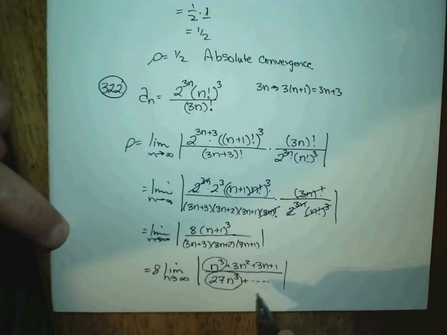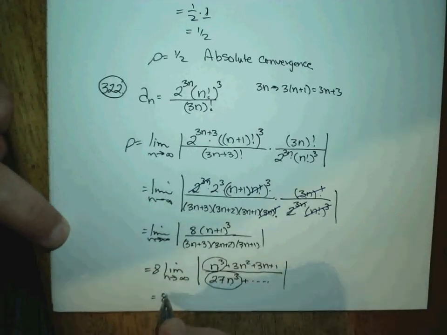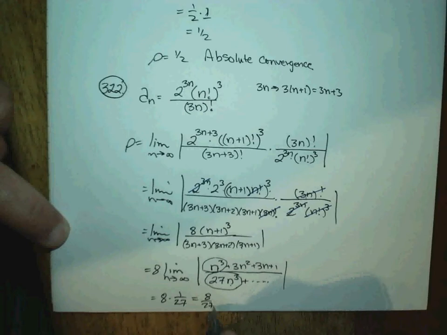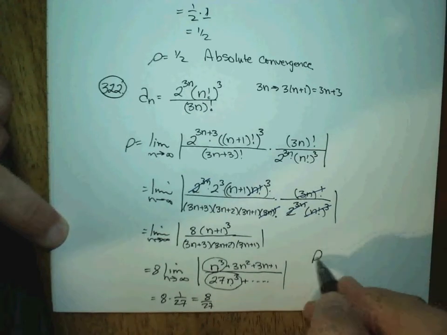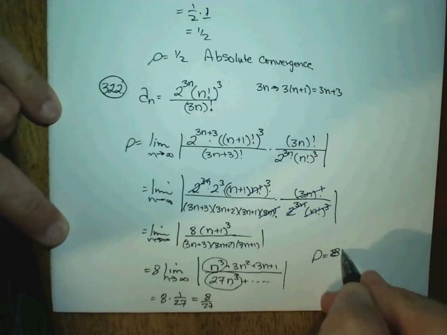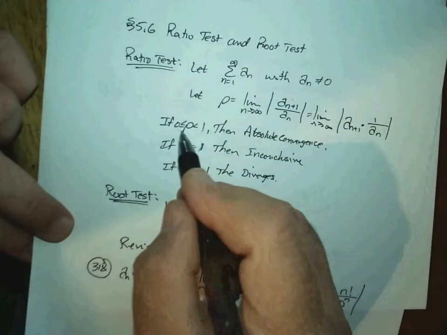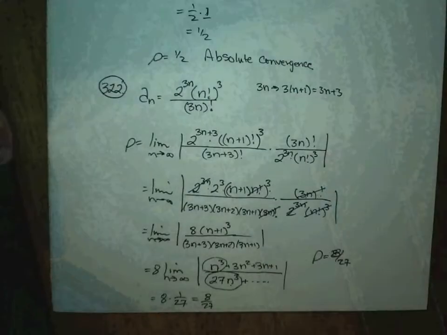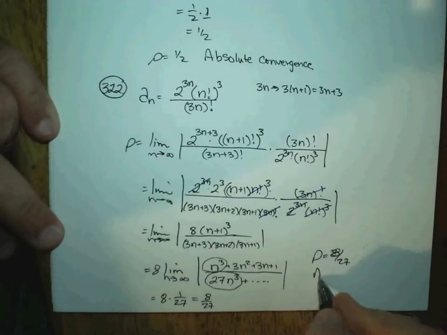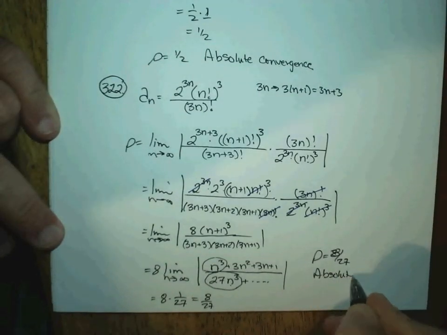What we focus on when taking the limit is the highest power of n. N cubed over 27n cubed is going to go to 1 over 27. So you get 8 over 27 as your rho value. Rho equals 8 over 27, which again is a value between 0 and 1, so you have absolute convergence.